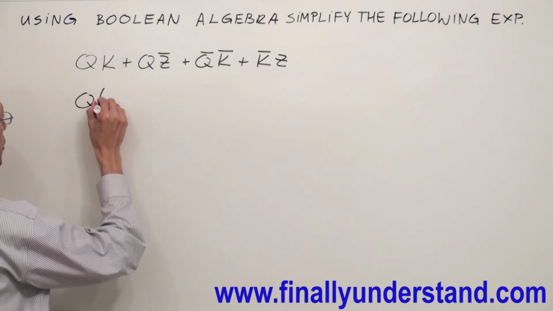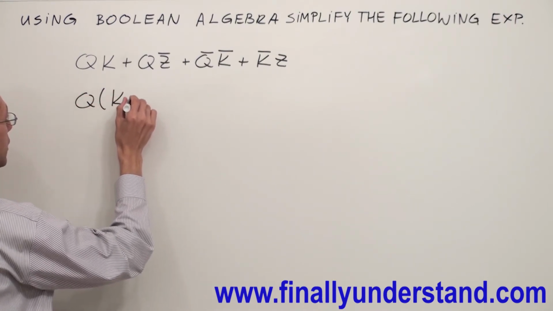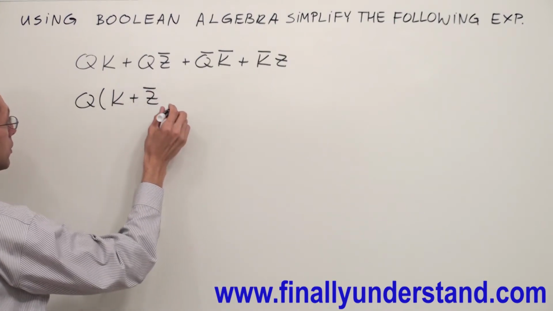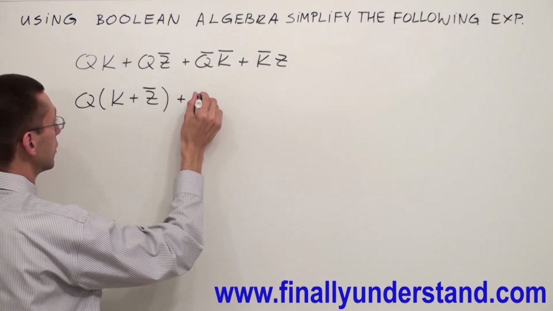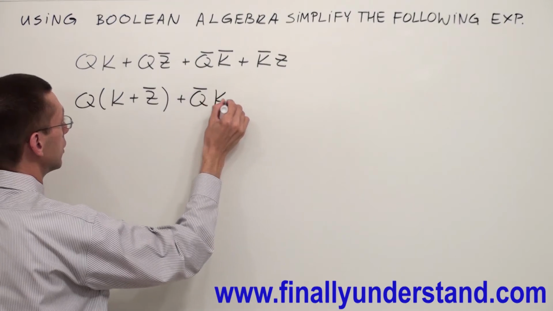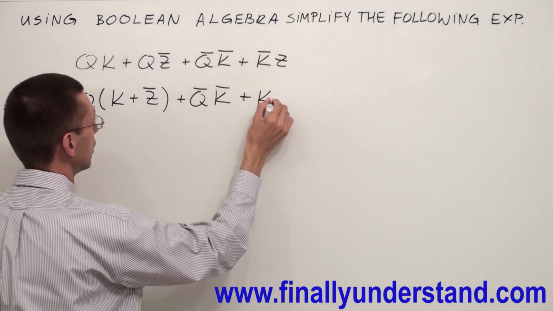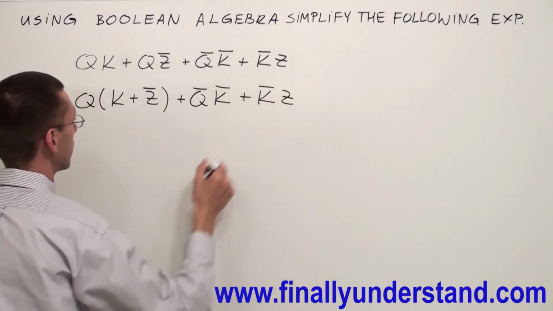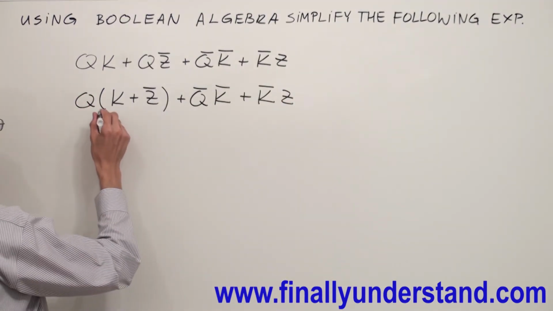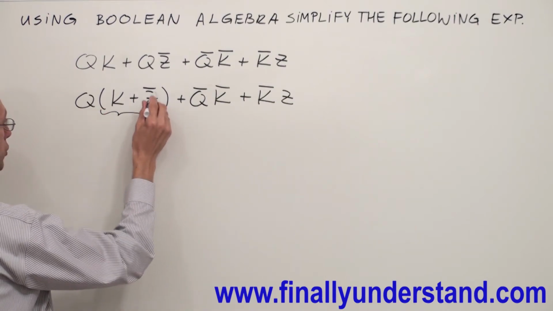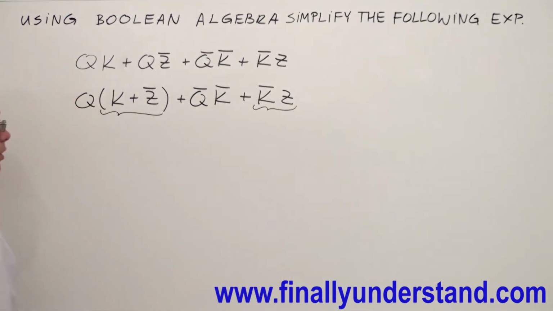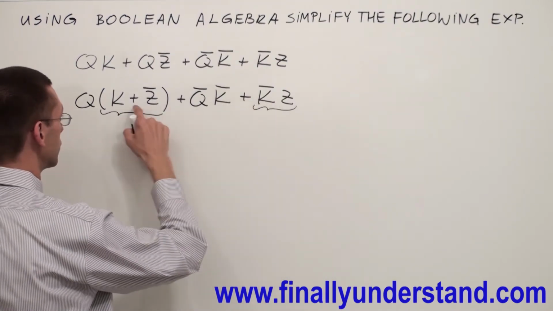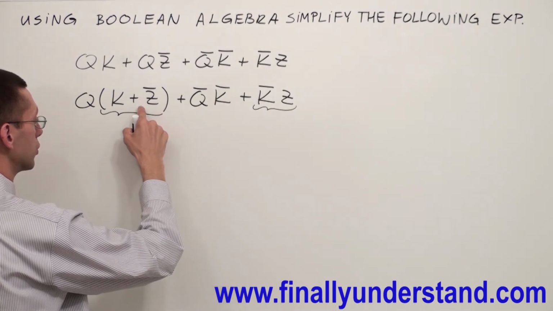I have Q, open parenthesis, K or Z naught. Everything, whatever I didn't use, I'm going to copy this down. I'm going to have Q naught, K naught, or K naught Z. Just take a look. I have K or Z naught, and I have K naught and Z. These two terms are complements to each other.